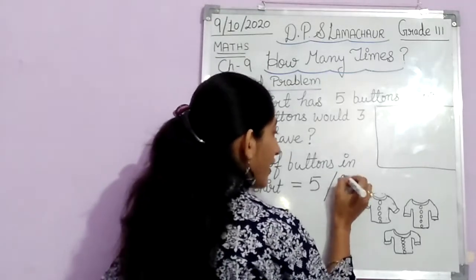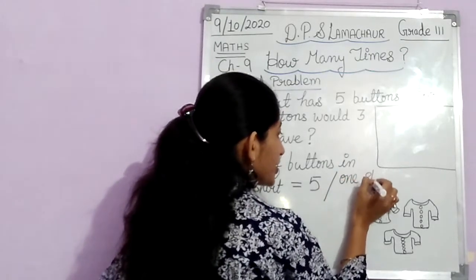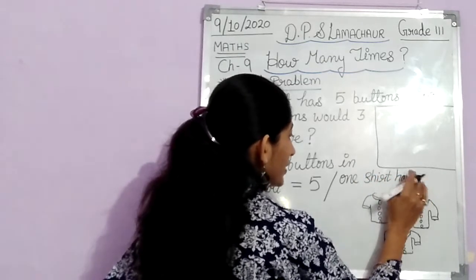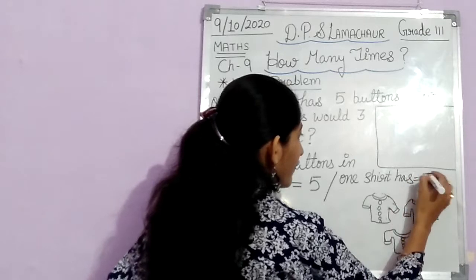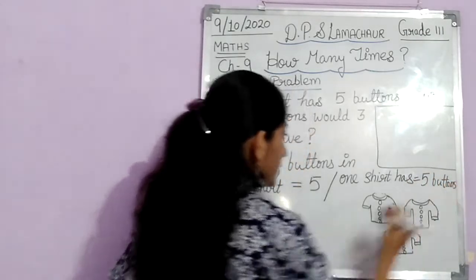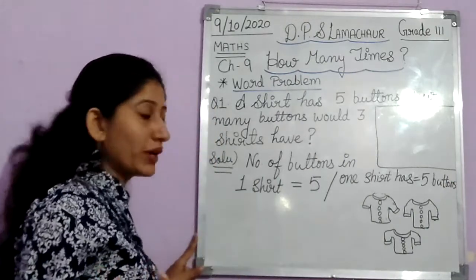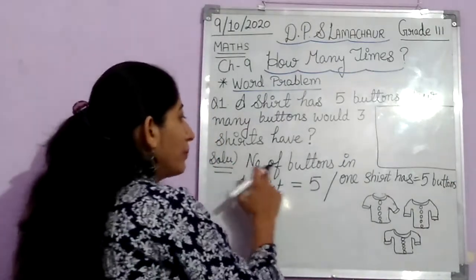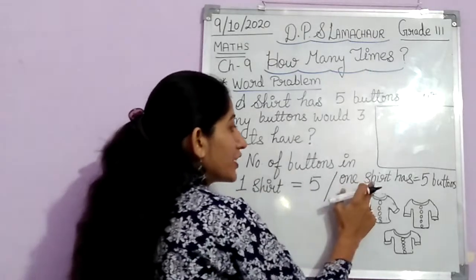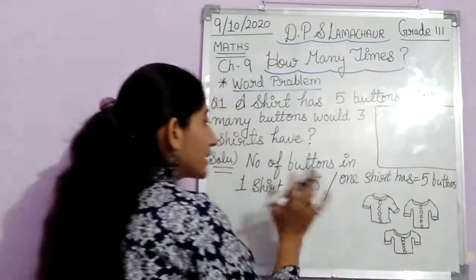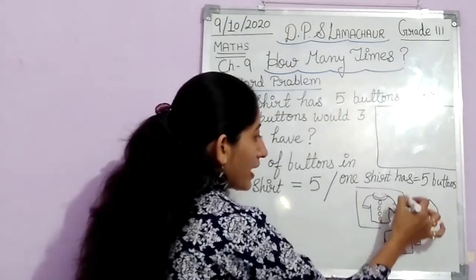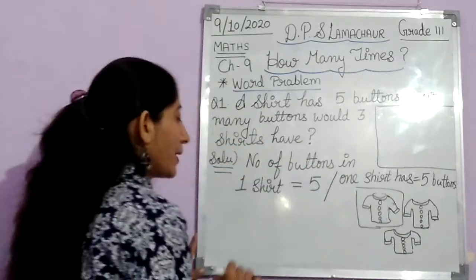One shirt has 5 buttons. एक शर्ट के पास कितने बटन हैं? 5 buttons हैं. In both the manners you can write, जो आपको easy लगे. Number of buttons in one shirt 5, or you can write one shirt has 5 buttons. Simply बात कहने की ये है कि जो हमारी एक शर्ट है उसमें हमारे पास 5 buttons हैं.